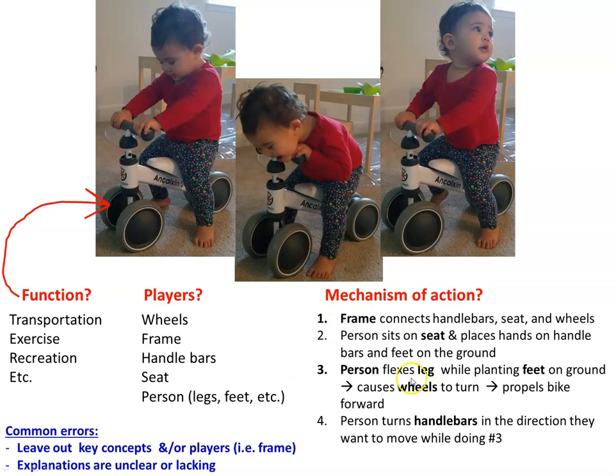So some common errors that I see is when a student leaves out a key concept, okay? Or some players, like the frame, right? Or your explanation of the mechanism of action is unclear. It's very vague. This is a very detail-oriented class, right? So details are very important.